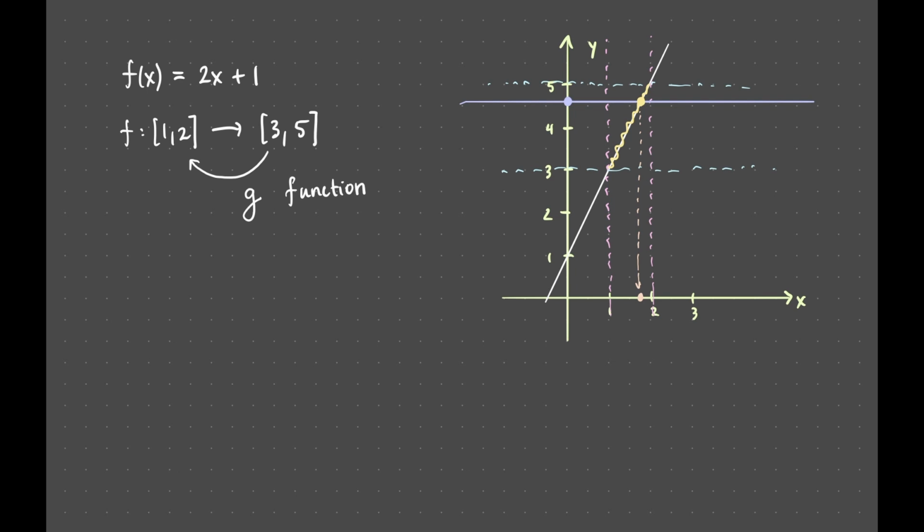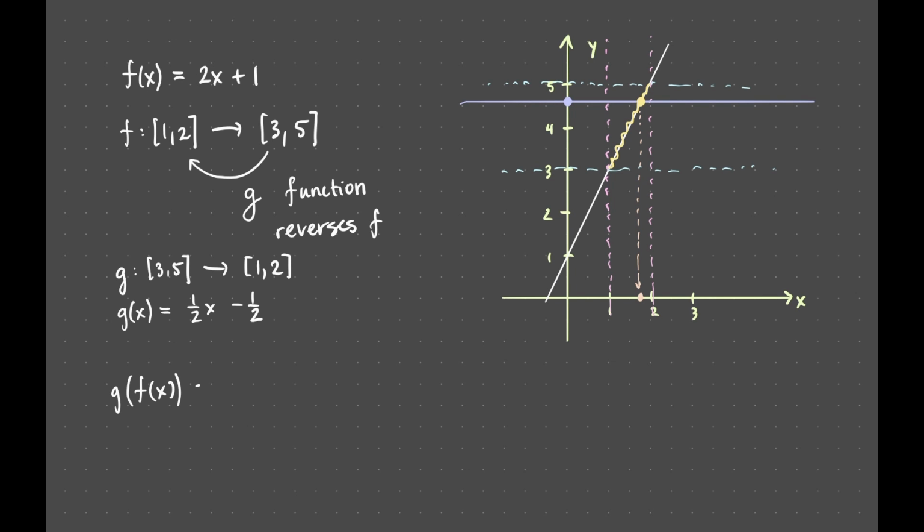One way of thinking about g is that it is the function which reverses or undoes the action of f. Its domain should be the set of outputs of f, that is the range of f, which is the closed interval from 3 to 5. And in addition, its range should be the domain of f, which is the closed interval from 1 to 2. Specifically, in terms of a formula, g is given by the formula g of x equals 1/2 x minus 1/2.